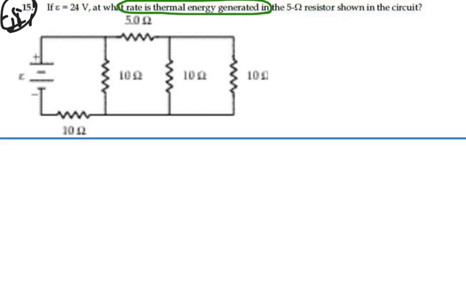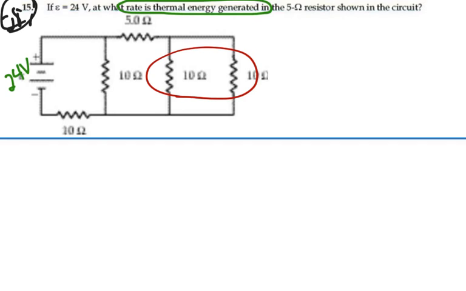So we want to find the current in that 5 ohm resistor, and one way of finding current is using Kirchhoff's voltage rule. It's a universal way of solving all these circuits. So let's try that on this problem. We have a 24 volt battery, and we want to simplify the circuit just a little bit.